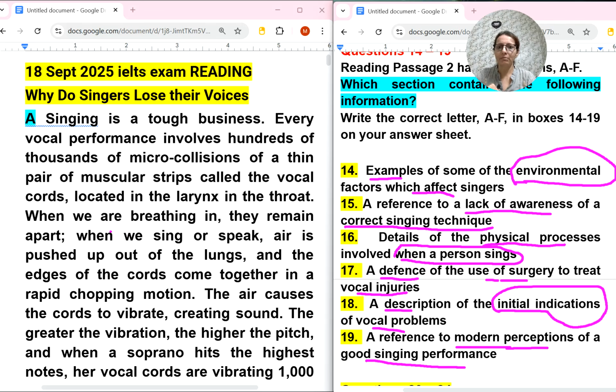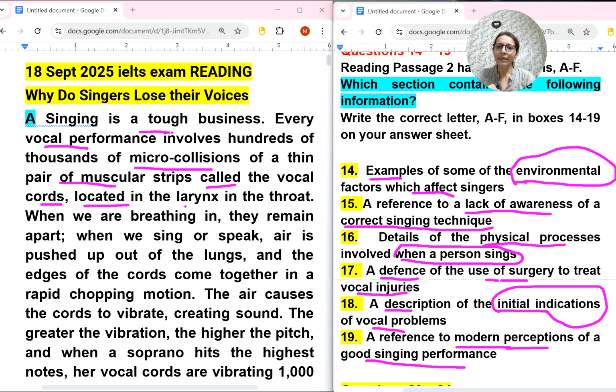Let's read first number paragraph. Singing is a tough business. Every vocal performance involves hundreds of thousands of micro collisions of a thin pair of muscular strips called vocal cords. Vocal hair also was there. It means this is not a keyword.